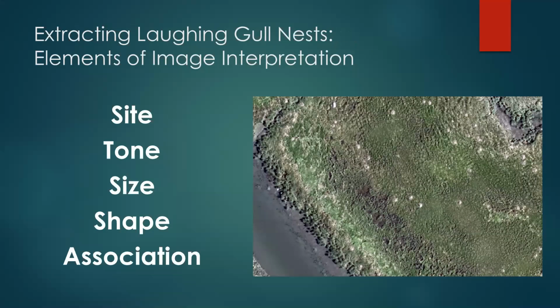So backing up a little bit, you'll recall that I mentioned I created an image interpretation key. An image interpretation key is a tool for defining the elements of image interpretation in the imagery that we are interested in to identify laughing gull nests. And for laughing gull nests, I identified 5 elements of image interpretation listed here on the left.